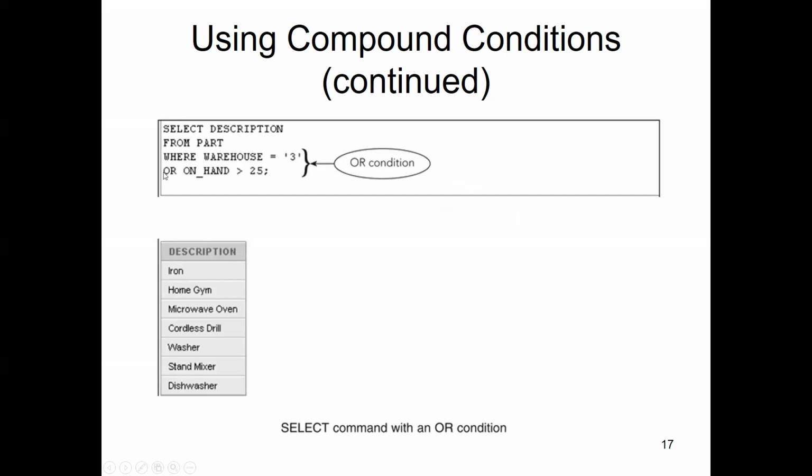Now, if we change the and to an or, then either of these conditions can be true, and we can see that the result is much bigger. We have many more items. What this actually returns is all the items that are in warehouse 3, but it also returns all the items that have more than 25 on hand, and it doesn't matter which warehouse they're in.